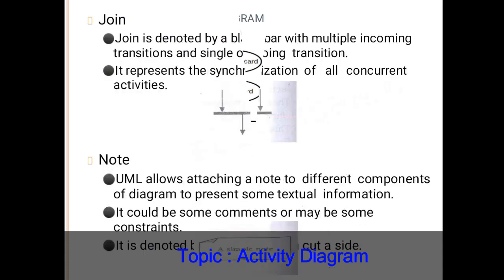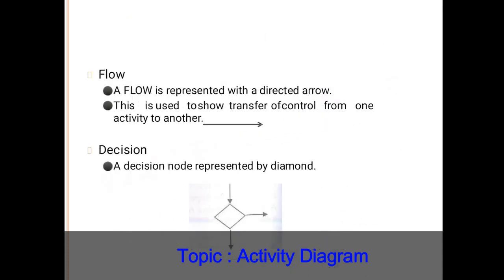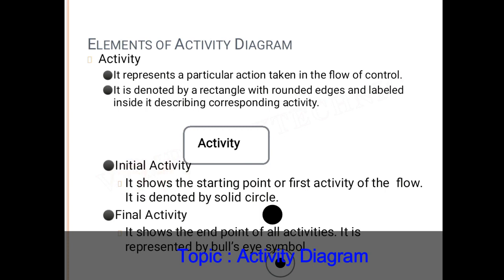Next, the second symbol is the initial activity. It shows the starting point of the first activity of the flow, and it is denoted by a solid circle. Solid circle means a filled circle. So this one symbol is used for the initial activity.